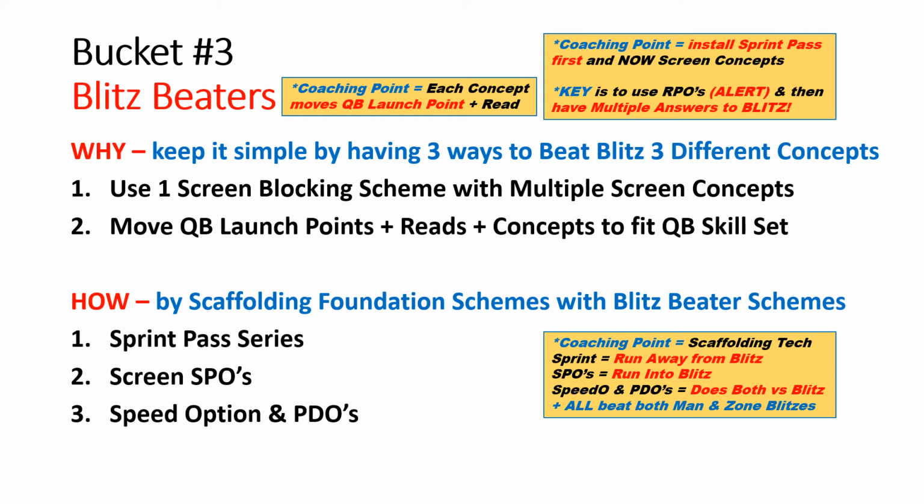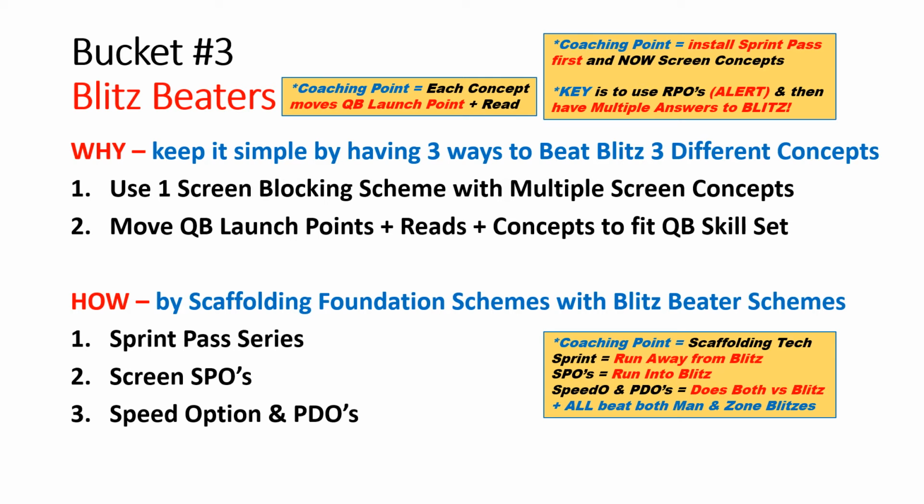Bucket number 3 then might be the most critical, our Blitz Speeders, and this is a great example of how we can scaffold our foundation concepts and then use those in the critical part of the offense. So coaching point number 1, each concept moves the QB launch point and we change the reads. We also would install the sprint pass first and these now screen concepts, because again, our sprint pass protection is really our outside zone blocking, and our now screens are the same, our outside zone blocking.